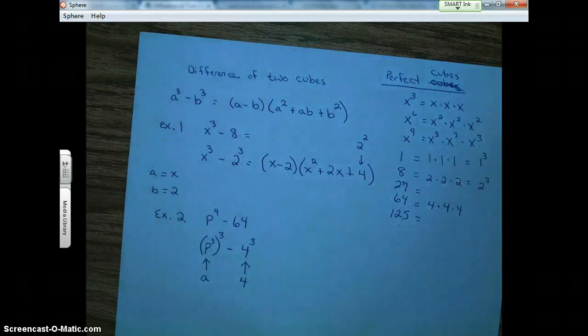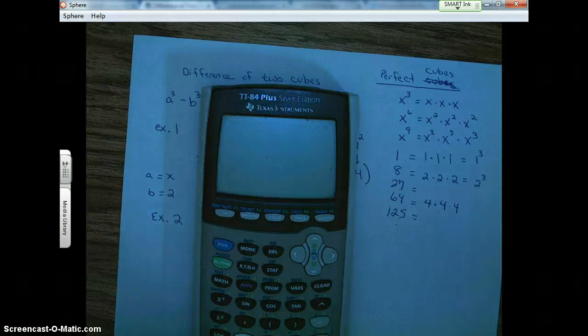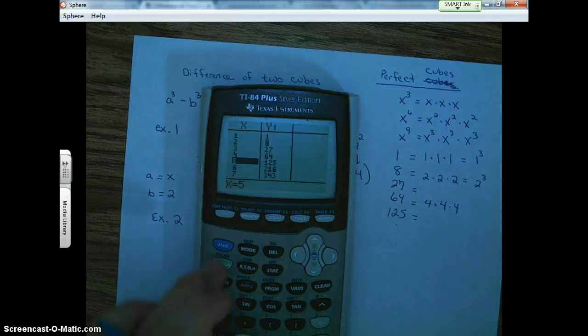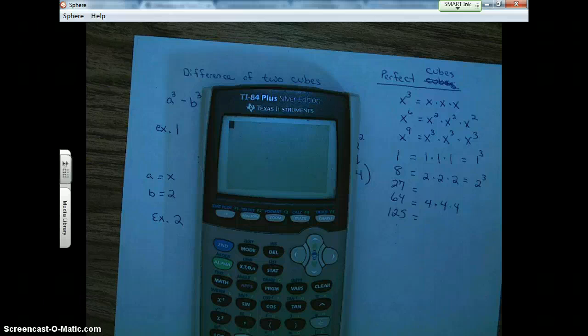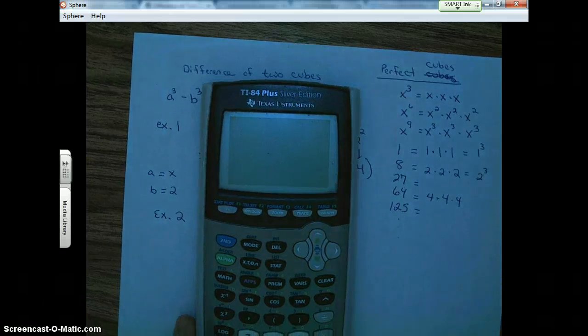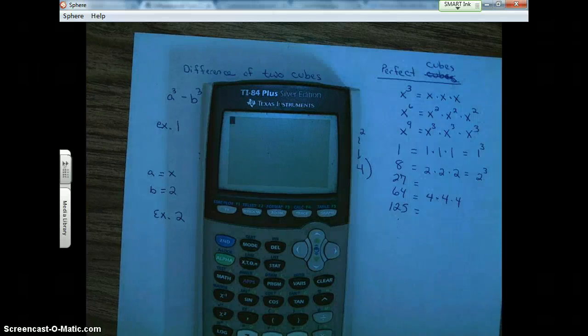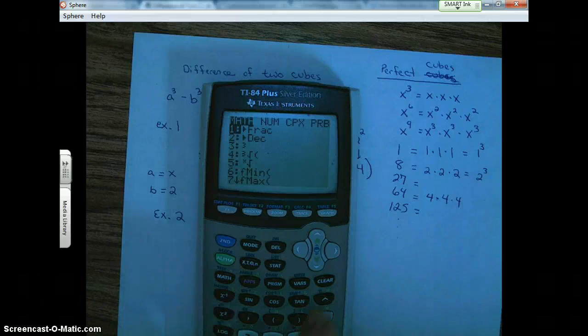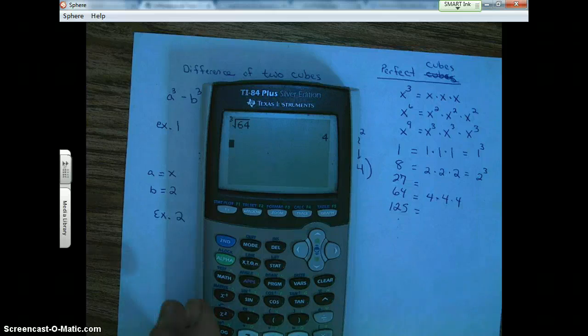Okay? Now let me show you how to do the cube root of 64 on your calculator. You turn your calculator on, and we want the cube root of 64. Okay, on your home screen here, we're going to press math. Go down here to number 4, that's the cube root. Plug in the number, cube root of 64 is 4. So if you're not sure if it's a perfect cube or not, give it a try right in there.